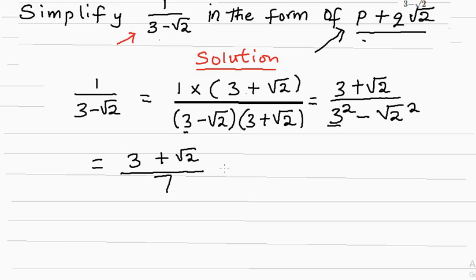So what I'm going to do is split this. I'm going to have 3 all over 7, okay? Because it's a fraction. When you see 3 plus root 2 all divided by 7, that means 7 is dividing 3, and root 2 is also being divided by 7. So I want to split it. So I'm splitting 3 all over 7, then plus root 2 all over 7, okay? So that is the only way it is expressed in this form. I hope that is well understood.